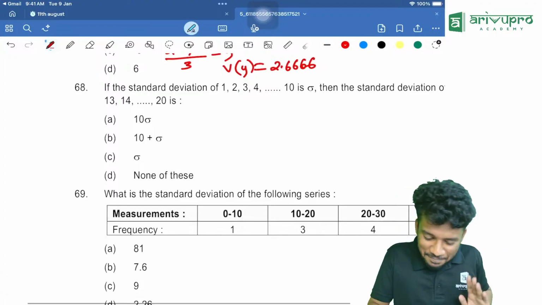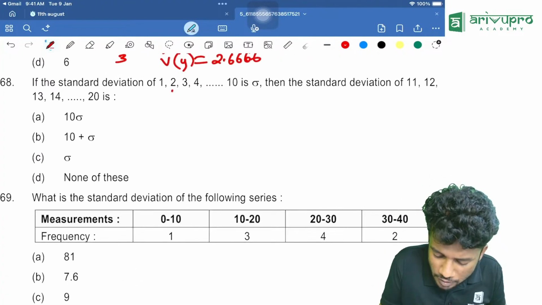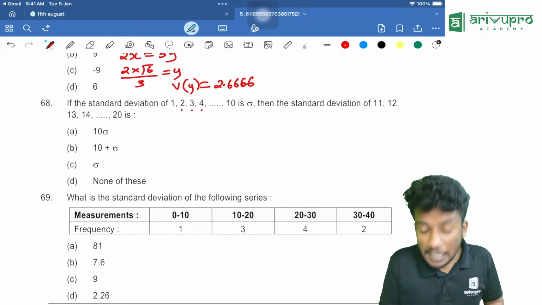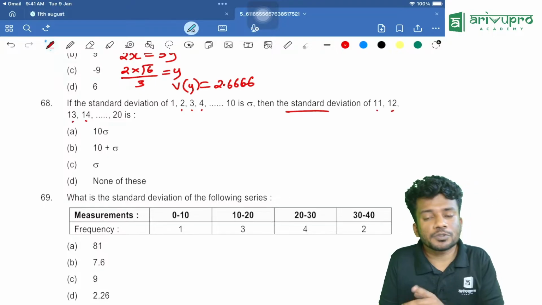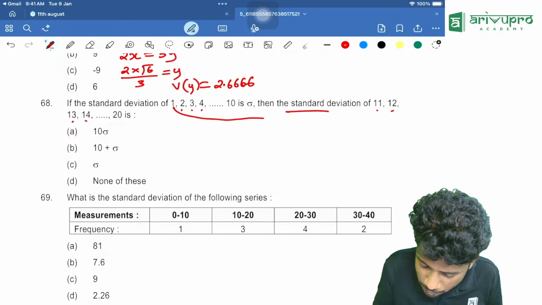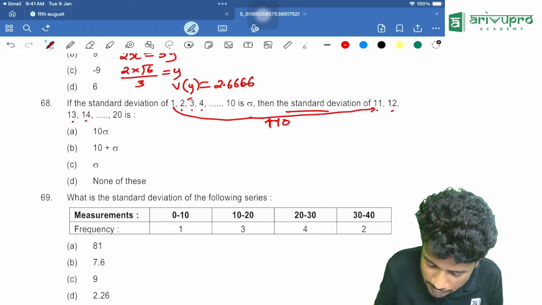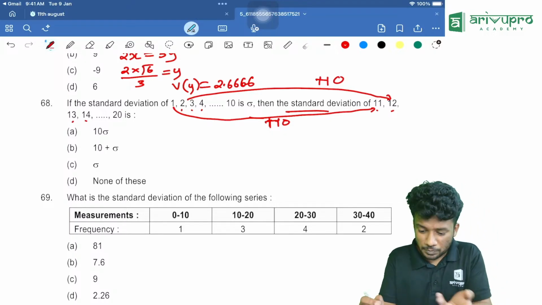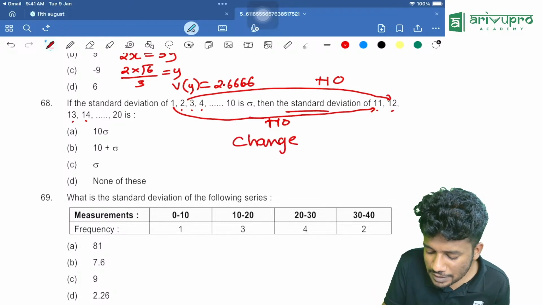Next one. Now, if the standard deviation of 1, 2, 3, 4, etc. up to 10 is sigma, repeated question, then the standard deviation of 11, 12, 13, 14, etc. up to 20 is what? So 1 is becoming what here? 11. That means plus 10. Then 2 is becoming what? 12. That means plus 10. Again plus 10 is happening. So what is happening? Change of origin is happening.